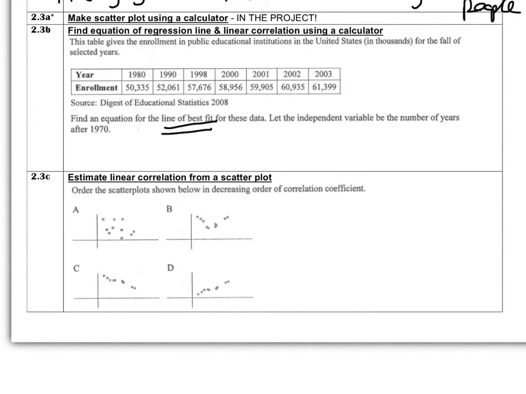Be careful, remember they said the number of years is after 1970. So what we want to do is go to the calculator and type in list 1 and list 2. Before we do that, let's change the years to after 1970. So this would be 10, 20, 28, 30, 31, 32, and 33. So that's going to be my list 1. And then I'm going to type this in as list 2. So remember, go and hit Stat, Edit as your first step to do this.